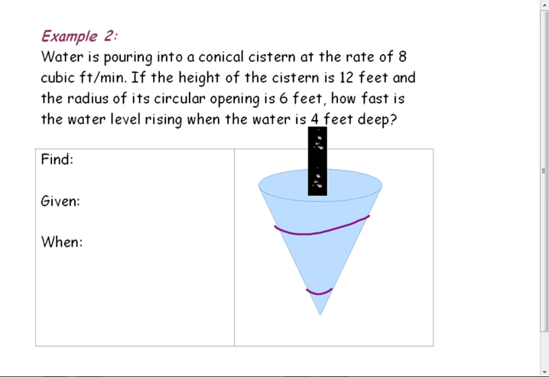Okay, now I want to get all that out of there. I could not find, when I tried to build this, some sort of faucet with water going in. I couldn't do it. Now, water's pouring into a conical cistern.